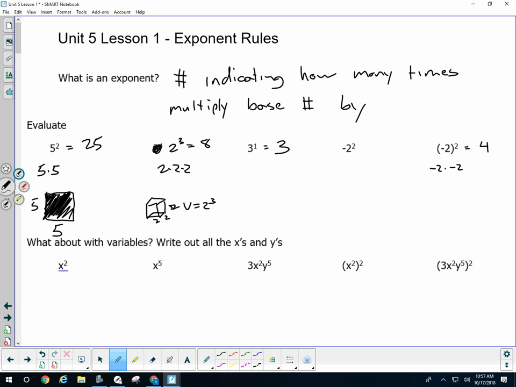However, this is not a positive 4. Because order of operations says we need to square things, we need to use exponents before we do multiplication. This can be thought of as -1 times 2. And if I use the order of operations, this would be 2 squared, which is 4, times -1. This is -4. Okay? So that's how exponents deal with numbers.